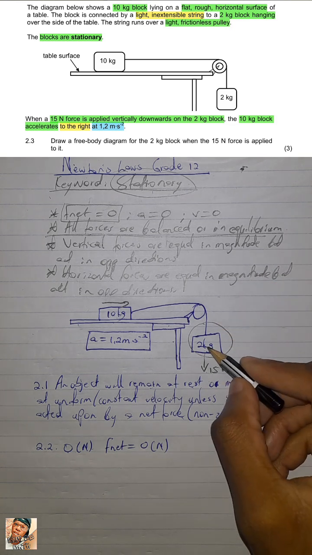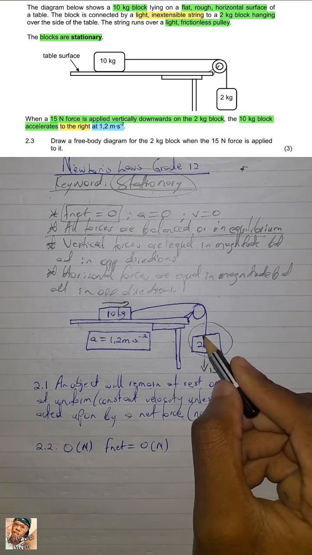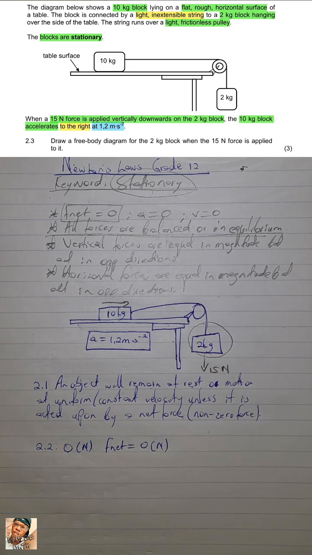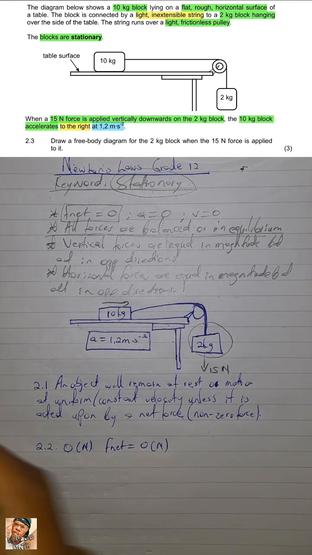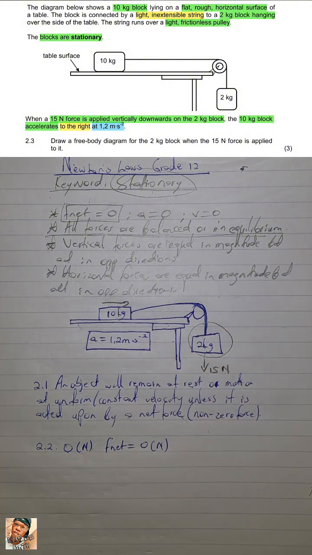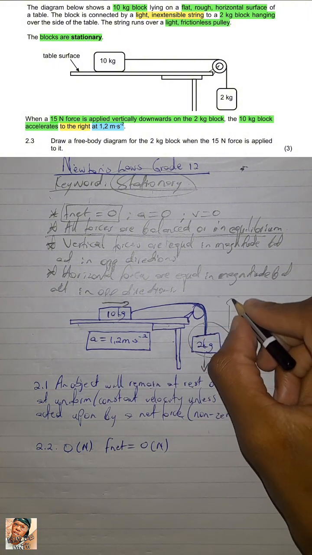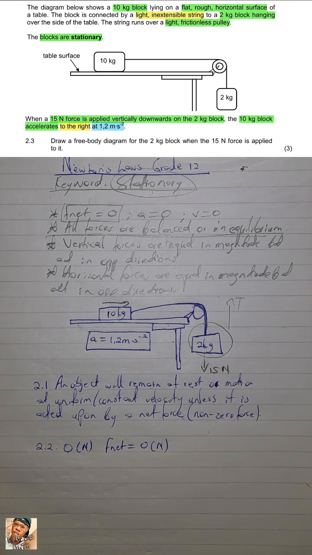So let us look at this 2 kg block that is suspended. Of course, we know that one force acting on this 2 kg block is obviously the tension. A tension is going to be applied on this 2 kg block, and it's going to be applied due to the 10 kg block. So we have the tension acting upward. But of course, we also have the weight that is going to be acting downward.